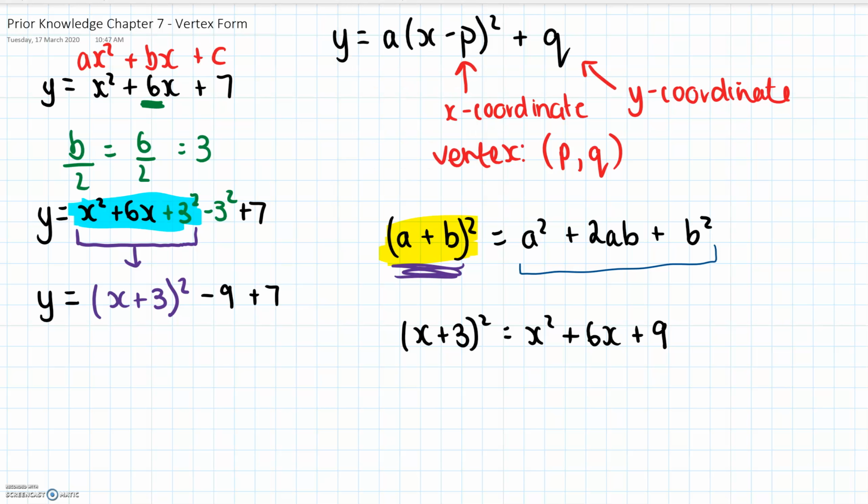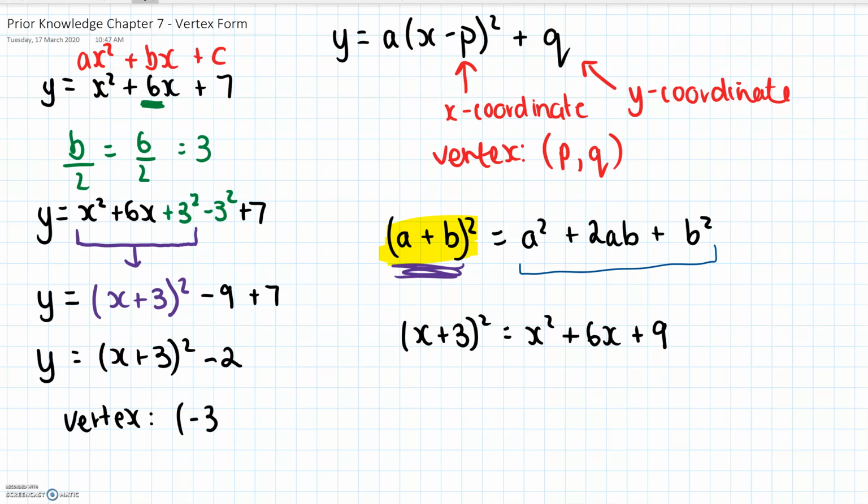Okay, I'm going to undo that. All right, so now that we have this, we can just tidy it up. So we have y equals (x plus 3) squared minus 9 plus 7 gives us minus 2. And now our parabola is in vertex form. So we know that in this parabola, our vertex is going to be minus 3, comma minus 2. And that gives us completing the square in order to turn a parabola into vertex form.